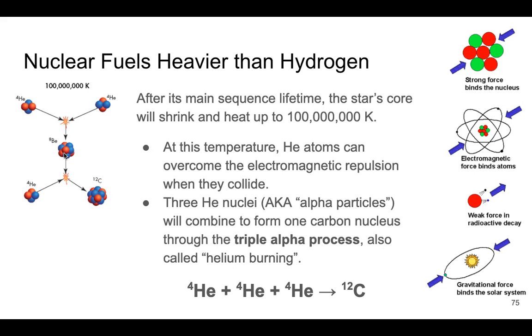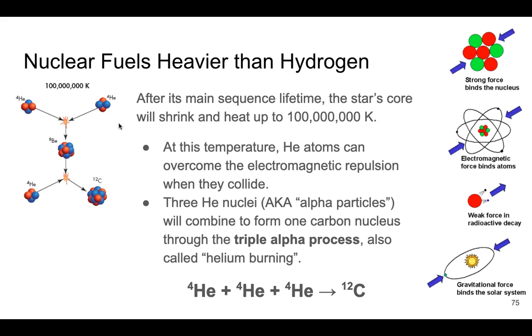And then what's going to happen is another helium will come smack into this beryllium, and you'll end up with carbon, which is atomic element number 6. So this is called the triple alpha process, which is also called helium burning. And it's called the alpha process because we call helium nuclei alpha particles.